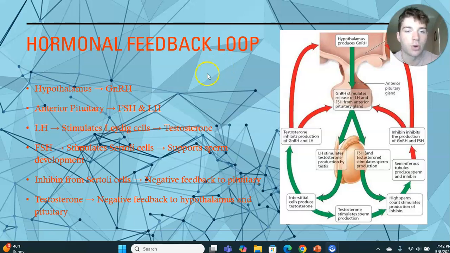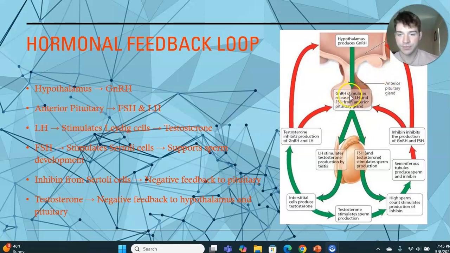I intentionally put the hormonal feedback loop after this spermatogenesis process because this hormonal feedback loop is ultimately what starts and stops the spermatogenesis process. It all starts in the brain with the hypothalamus. The hypothalamus secretes gonadotropin-releasing hormone, or GnRH for short, onto the anterior pituitary. GnRH then goes to the anterior pituitary, and the anterior pituitary releases two hormones, luteinizing hormone and follicle-stimulating hormone.